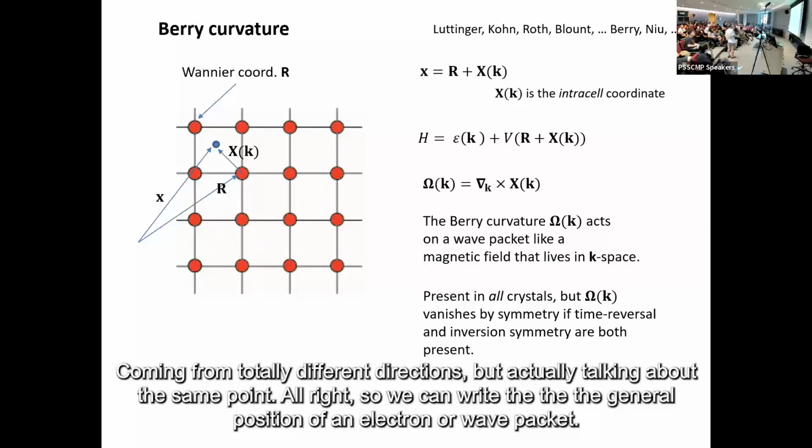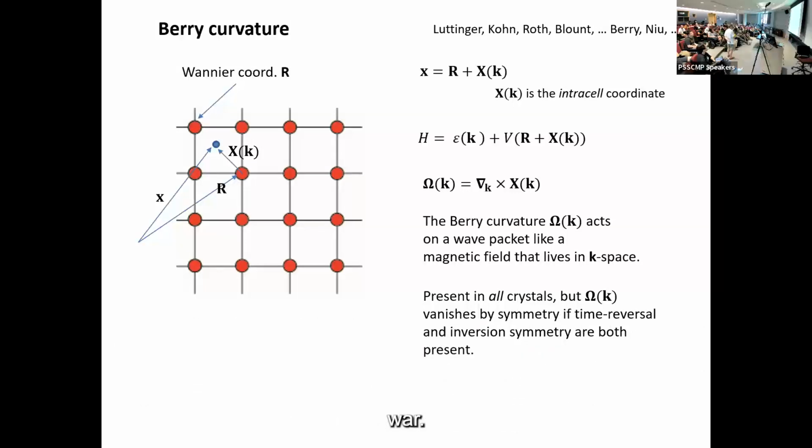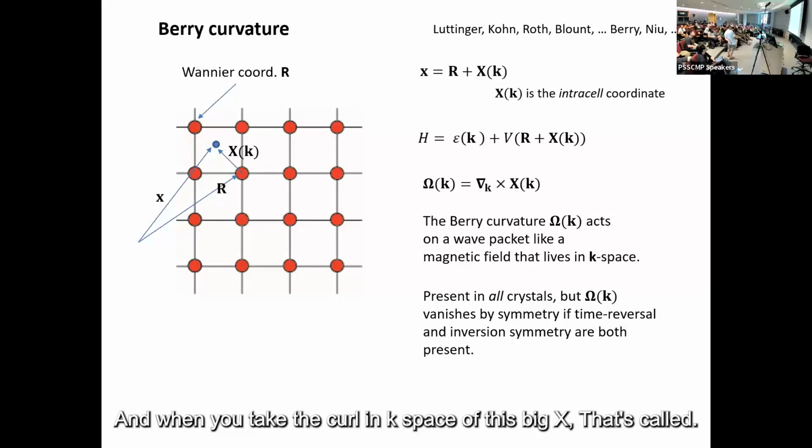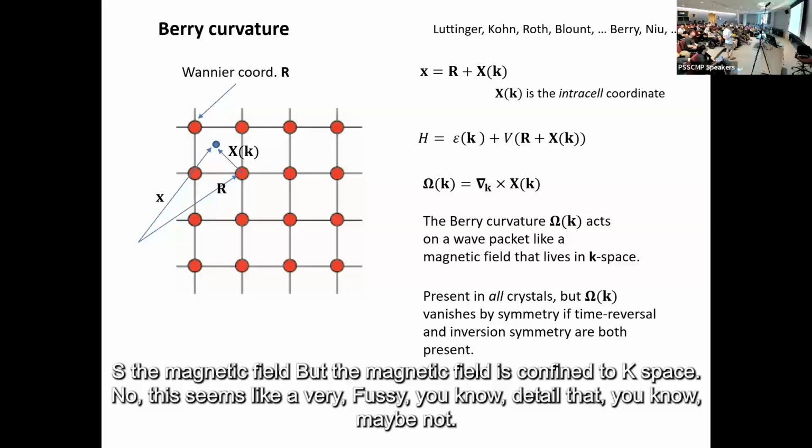All right, so we can write the general position of an electron or a wave packet as the Wannier lattice point plus the intracell coordinate. It is taken to the closest Wannier point, and the leftover I call the intracell coordinate. If you want to be serious about this, when we write down the simplest possible Hamiltonian, the argument for the potential must include this intracell coordinate. And when you take the curl in K space of this big X, that's called the Berry curvature. The Berry curvature, being the curl of big X, has the possibility of acting on a wave packet as a magnetic field, but the magnetic field is confined to K space.